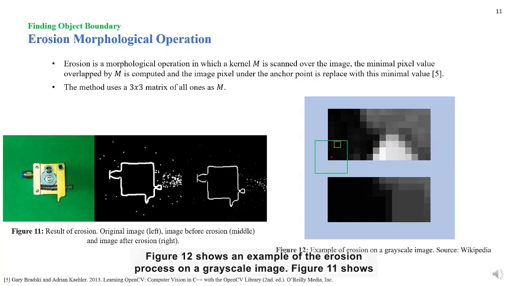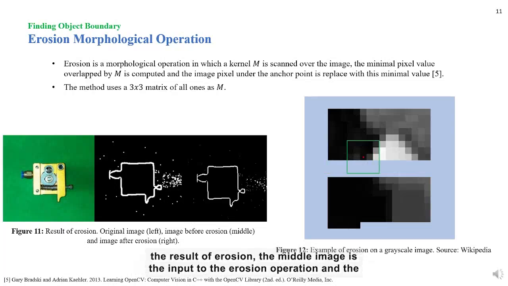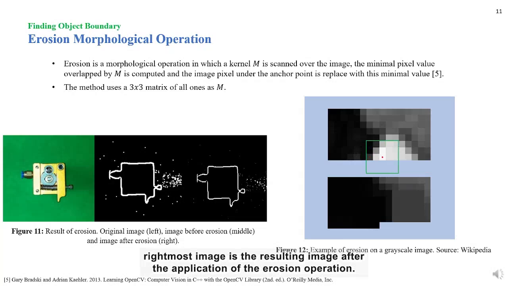Figure 12 shows an example of the erosion process on a grayscale image. Figure 11 shows the result of erosion. The middle image is the input to the erosion operation, and the rightmost image is the resulting image after the application of the erosion operation.